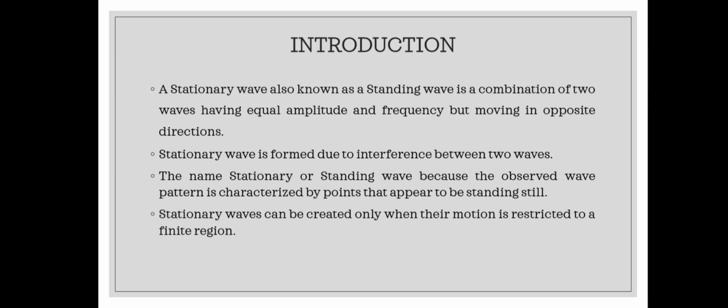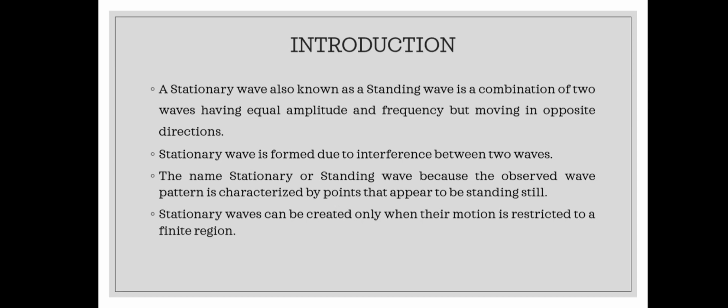Now why is it called stationary wave or standing wave? That's because the observed wave pattern is characterized by points that appear to be standing still. So it appears standing still, hence the name. Actually, it moves back and forth very quickly, but then as it appears to be still, it's called stationary or standing wave.